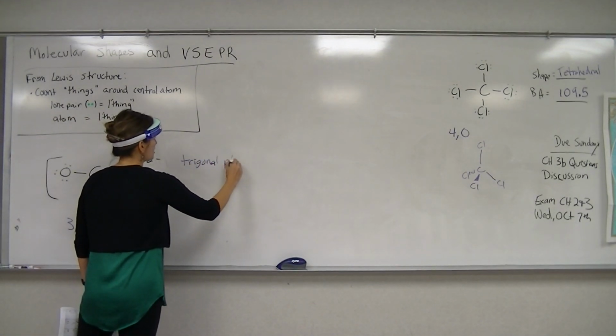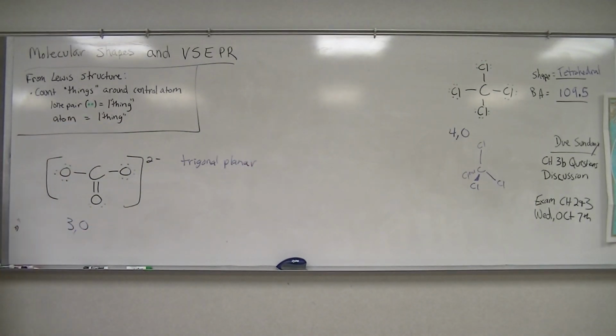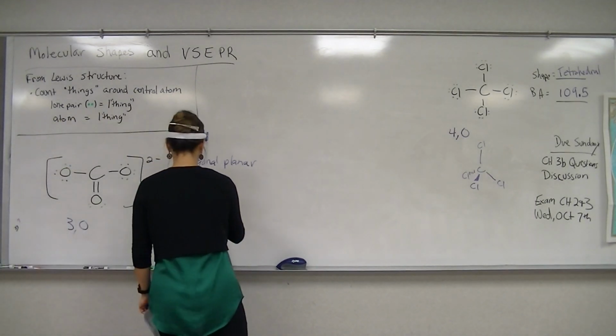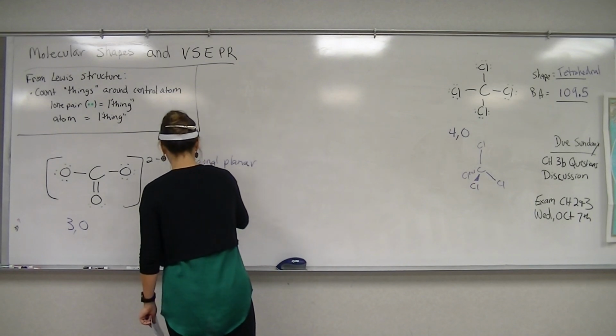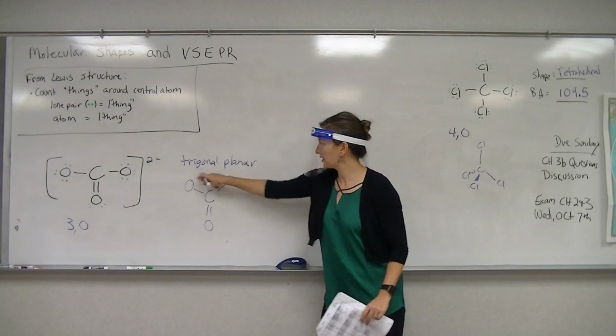trigonal planar. So what that means is it's all in the plane of the board. We don't have any dashes and wedges. So all of these atoms are in the same plane. It's a flat molecule. Okay, so if we draw this, it's just going to look slightly different. Because here we kind of have it in a T shape. For trigonal planar, we want it to look like a triangle. So you would just do that, and change where they are slightly. Try to make it look like a triangle.